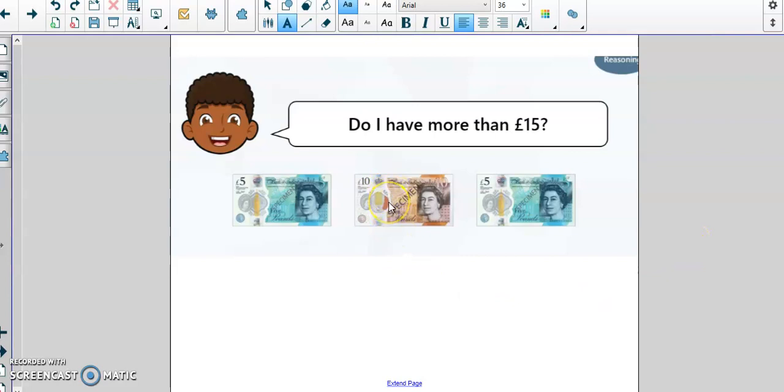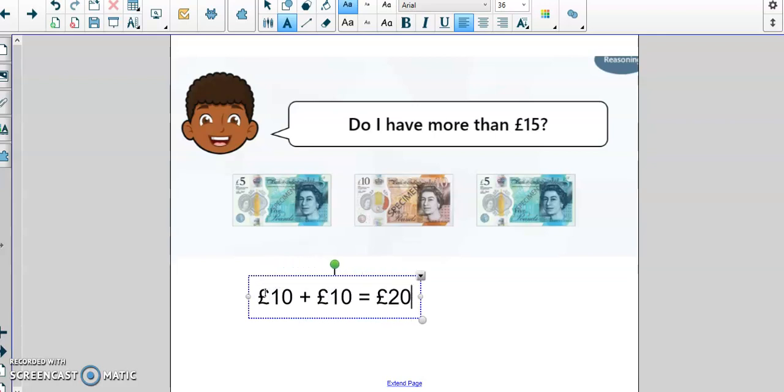So here we've got a £10 and we've got 2 5s. If we put our £5 notes together, then they're worth £10. And we've got an extra £10 note. So altogether, we've got £20, but that wasn't the question, so let's look back. The question said, do I have more than £15? So we'd say yes, it is more than £15 because altogether 5 and 5 is 10 and another 10 makes 20.